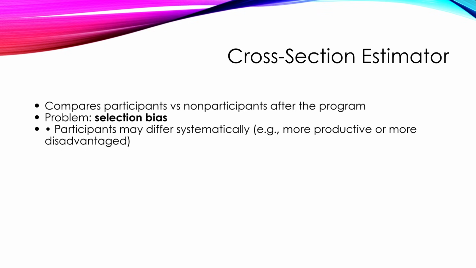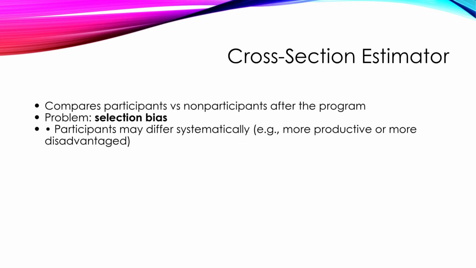The core problem here is selection bias. Participants and non-participants are likely to differ from each other in systematic ways, unobserved differences that also affect the outcome. The estimator mistakenly attributes these pre-existing differences to the program's effect. Examples of the selection bias could be that in scenario A, more productive farmers self-select into the program because they're more confident that they can repay the loan. And so their higher yield is due to their inherent productivity, not just the loan.